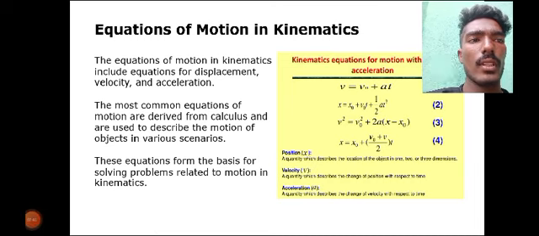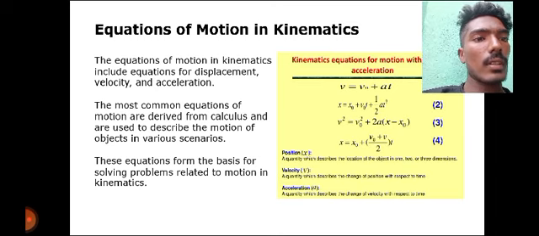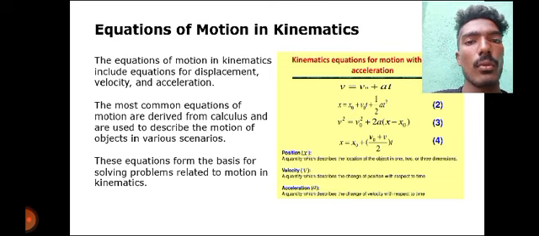V equals V naught plus at. X equals X naught plus V naught t plus half a t squared. Equation 2: V squared equals V naught squared plus 2a times (x minus x naught). Equation 3: x equals x naught plus ((V naught plus V) by 2) times t.